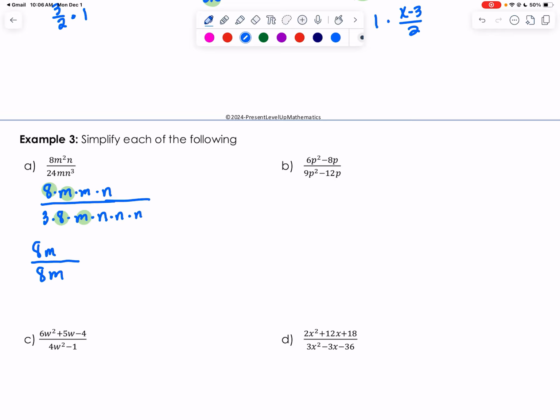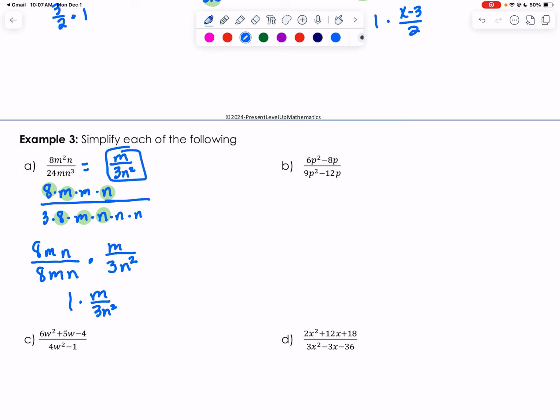And then I have an n and an n. And then whatever's left over. So on the first one, I had an m left on the top, and on the bottom, I had a 3 and 2 n's, so n squared. All right. Now, 8mn divided by 8mn is 1 times 3n squared. So 8m squared n over 24mn cubed would reduce to m over 3n squared.